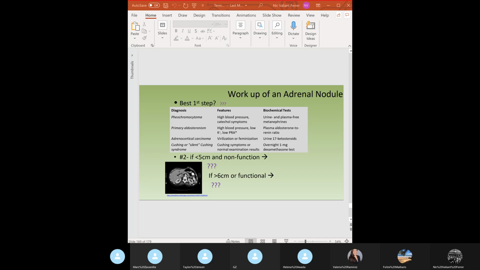If there is an adrenocortical carcinoma, think about virilization or feminization. Check urine 17-ketosteroids. Cushing's or silent Cushing syndrome, Cushing symptoms, check with the overnight dexamethasone test. So if the patient has a non-functional adrenal nodule and it's small, you just observe them with a CT scan every 6 months. If it's more than 6 centimeters or the nodule is functional, we can have surgical excision.